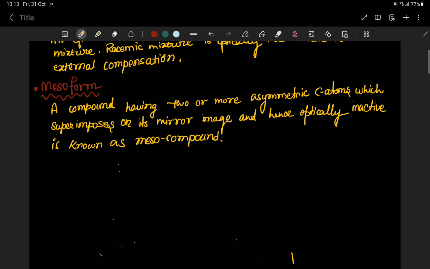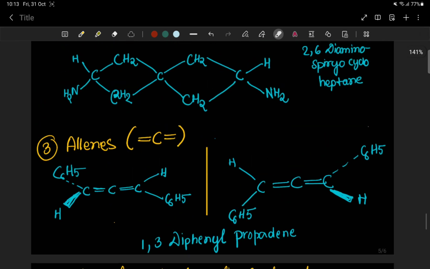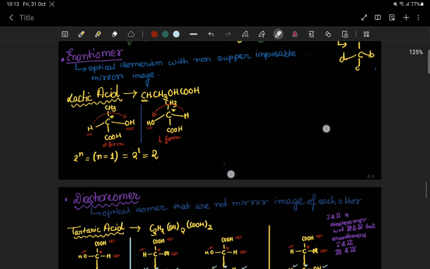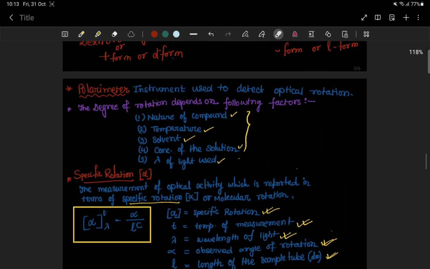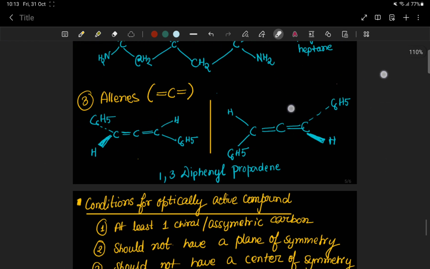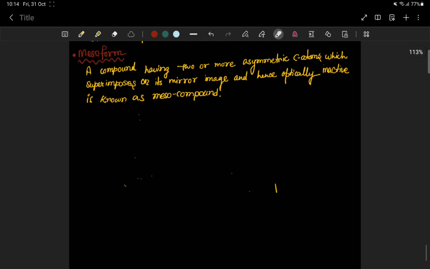Fine. So, let me write this for you up over here. A compound having two or more asymmetric carbons which superimposes on its mirror image and hence optically inactive is known as meso compound. Means you have an asymmetric carbon. Let me give an example. I hope you know the meaning of asymmetric carbon, right? That which has different groups attached. I can't find any meso compound over here. Once I get one, I will write it. These all are active actually. Okay, I will give you an example.